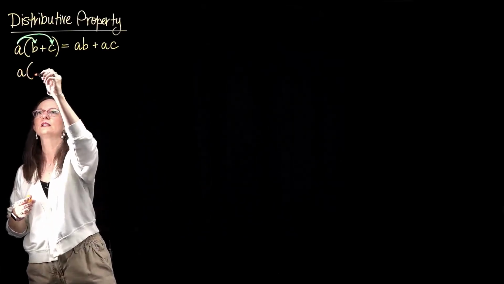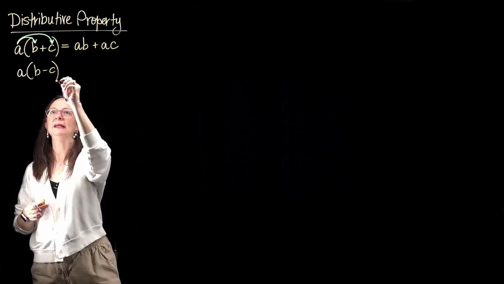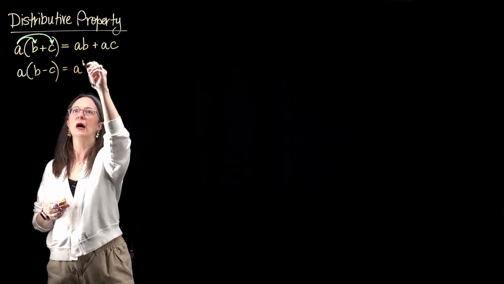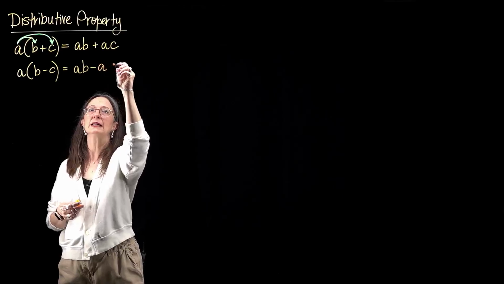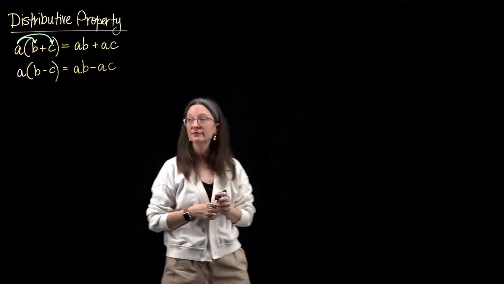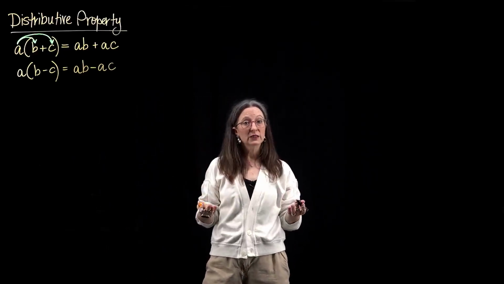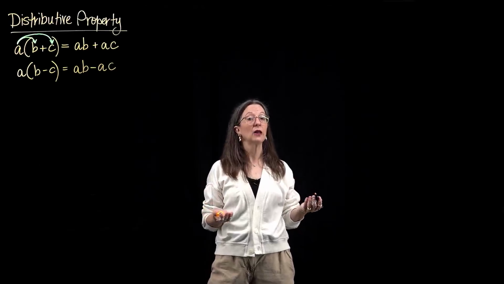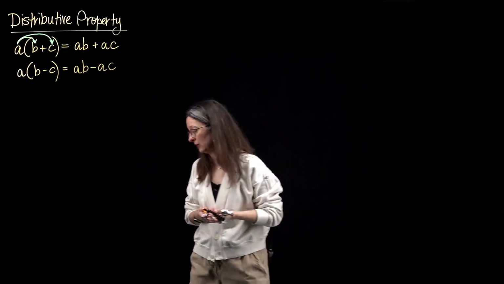This also works if I had a times b minus c. That would be ab minus ac. It would keep that same center sign. All right, so let's look at some examples of what this might look like in your algebra.